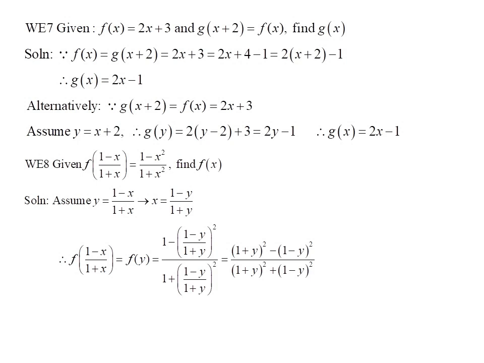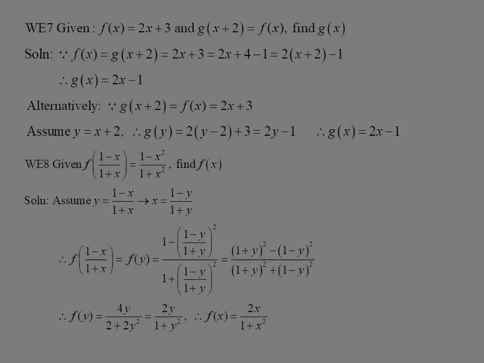And as for the expression (1 - x²)/(1 + x²), we can substitute x by y and then simplify it. Finally, we obtain f(y) equals 2y over the sum of 1 and y squared, which is equivalent to f(x) equals 2x over the sum of 1 and x squared.